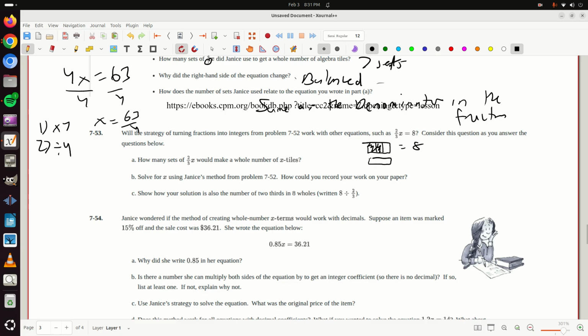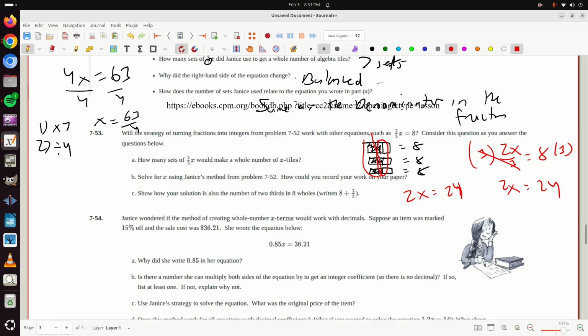So if I do this 3 times, you can see, oh, hey, look, I have 1 set of 3 and I have 2 sets of 3. So 2x would equal 24. And again, if I just take the original equation, 2x over 3 equals 8, and multiply both sides by 3, 2x is going to equal 24, right? So that's what we're doing here. How many sets? We would need 3 sets.